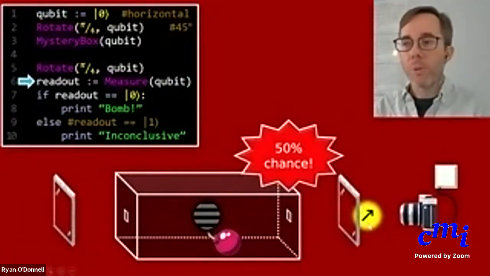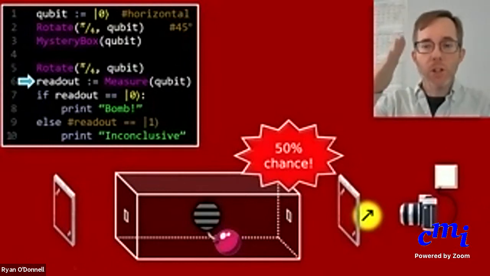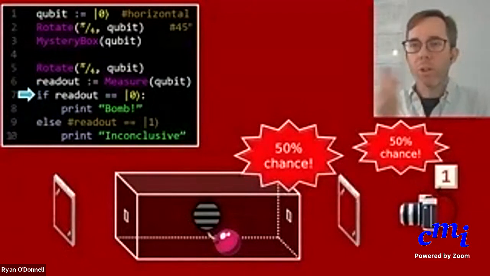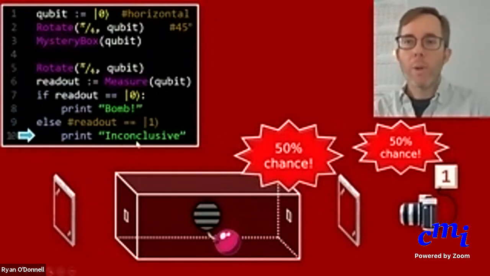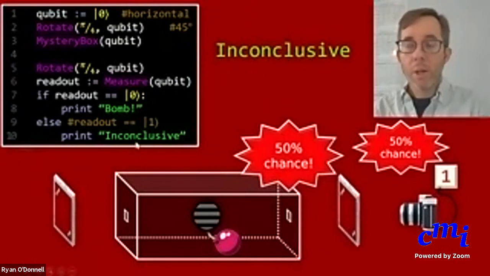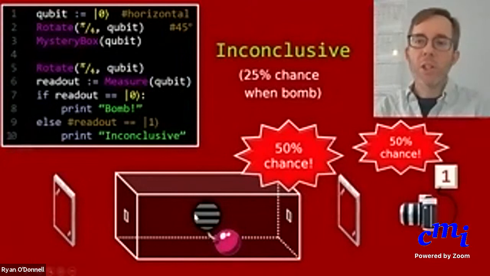And the next line of the code puts it into this measuring device. And so again, we actually have to apply this rule. There'll be a 50% chance it measures to horizontal, and a 50% chance it measures to vertical. So 50% chance we get a 1 on the readout, in which case we do the else condition and we print inconclusive. And again, maybe that's a little disappointing. But again, if we rewind time, this happens with 25% chance when there's a bomb, because there's a 50% chance of not exploding and a 50% chance that you measure 1.